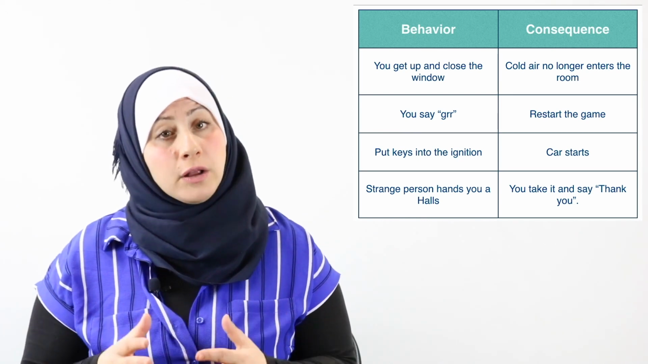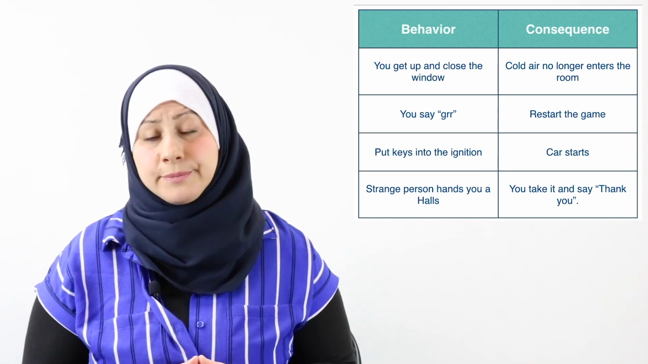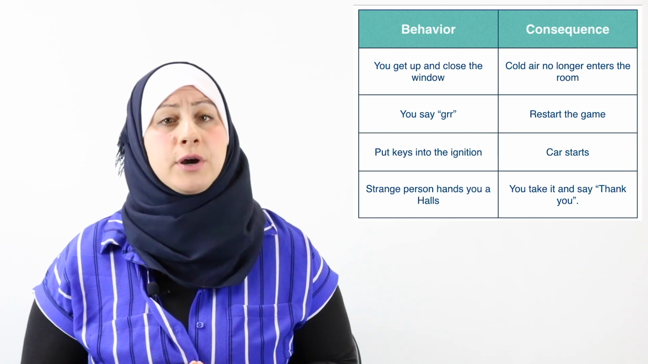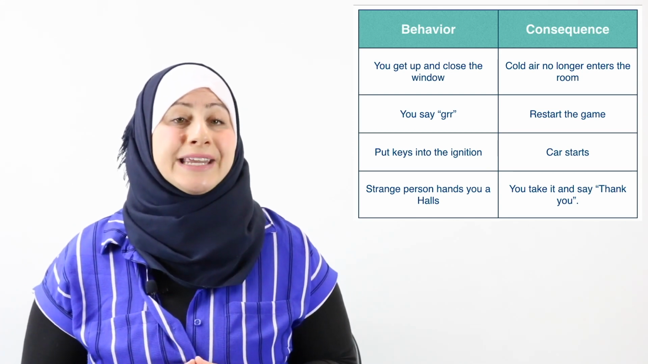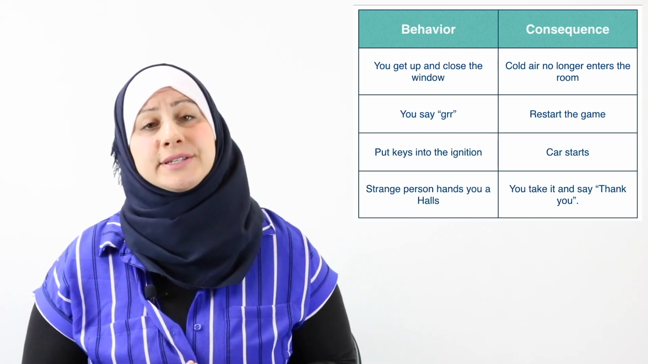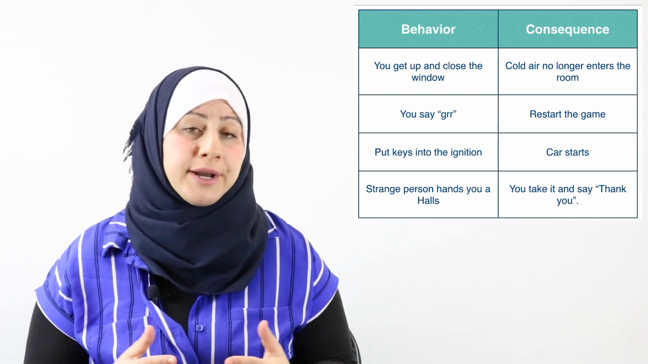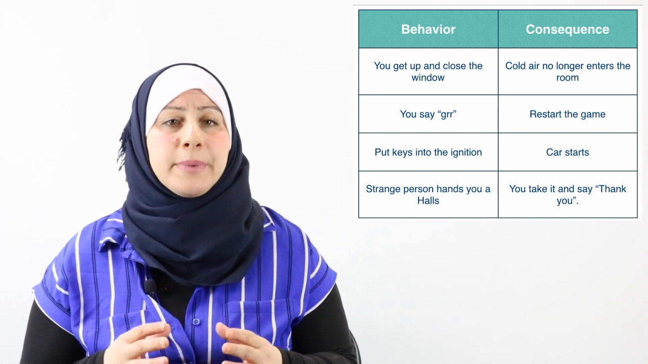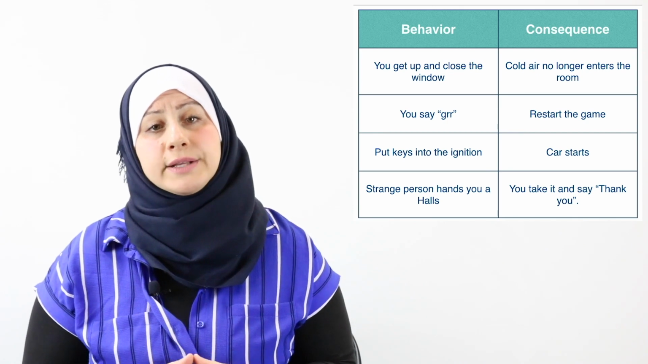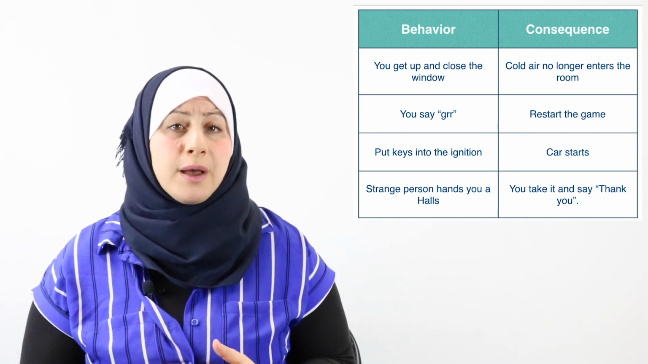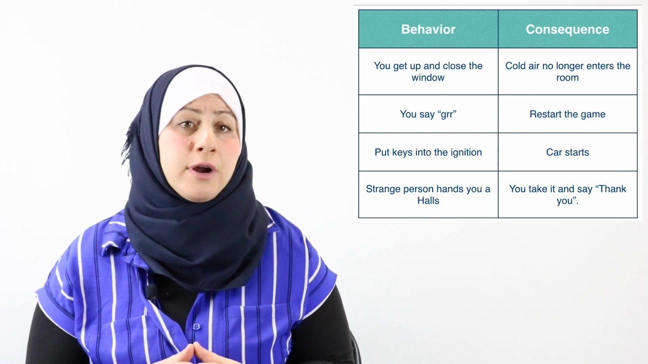Consequences, which follow the behavior, can greatly influence behavior as well. Remember back to our topic on reinforcement and punishment. A behavior can increase or decrease depending on whether it has been reinforced or punished. Going back to our example of closing the window, the consequence of closing the window stops the cold air from coming into your room, which keeps you from getting cold.